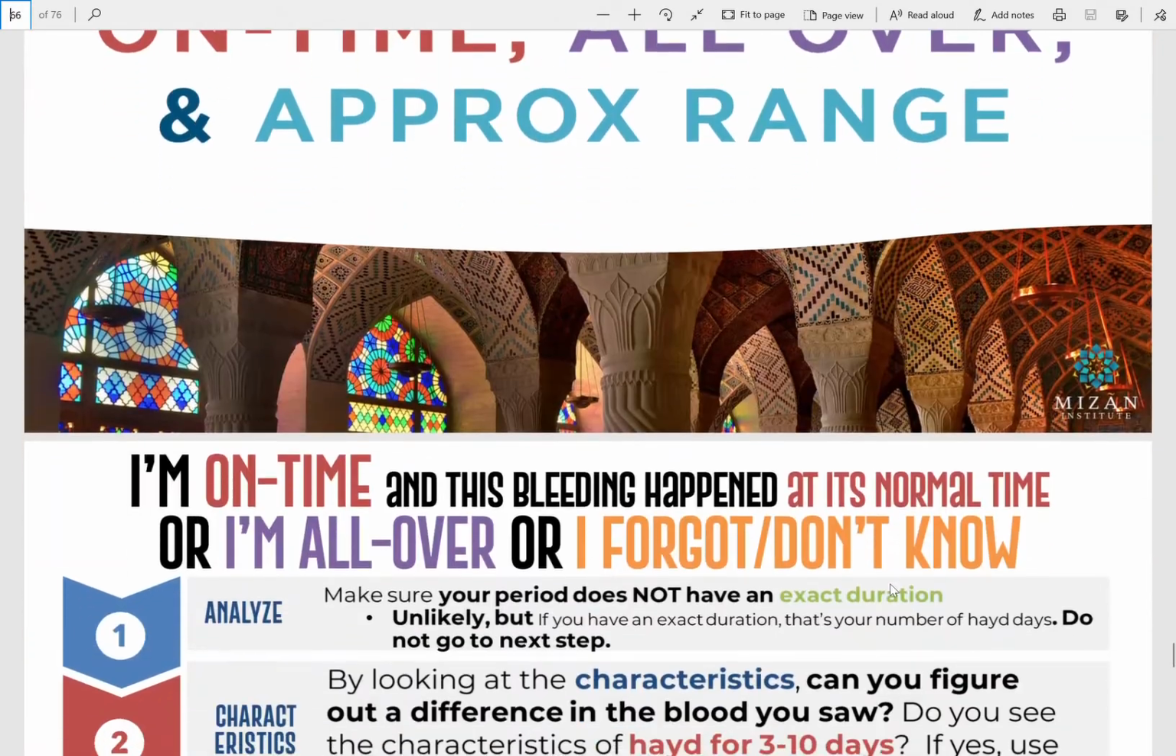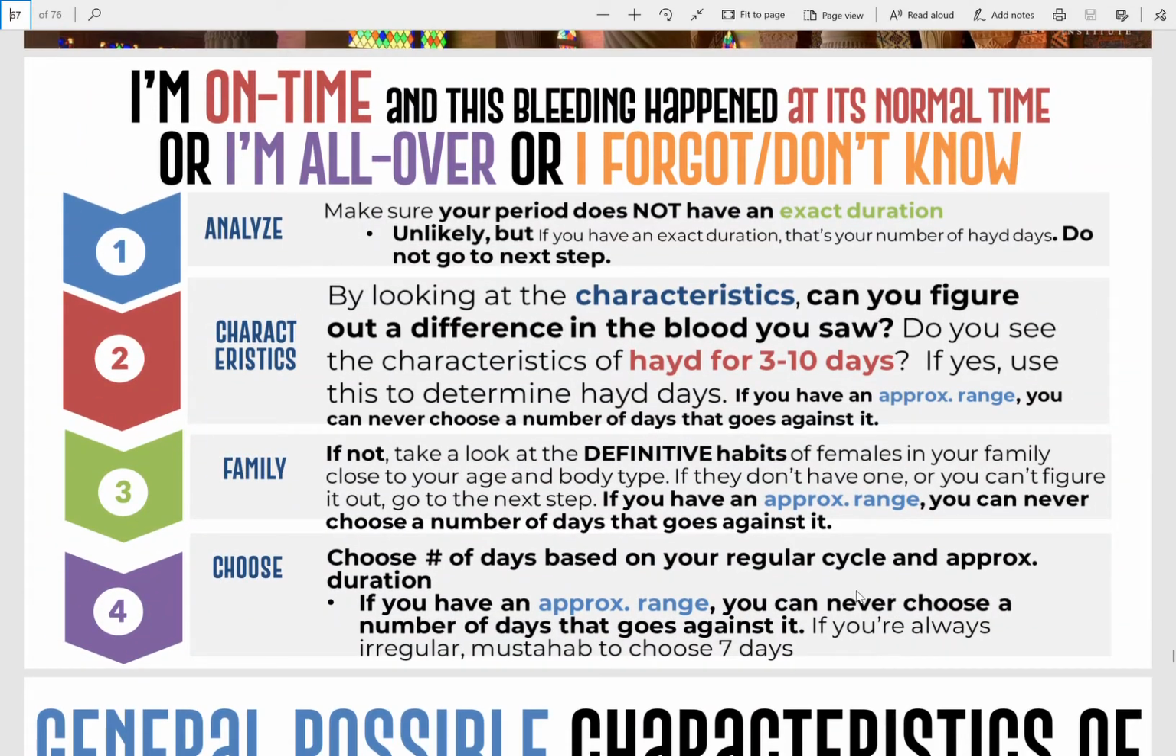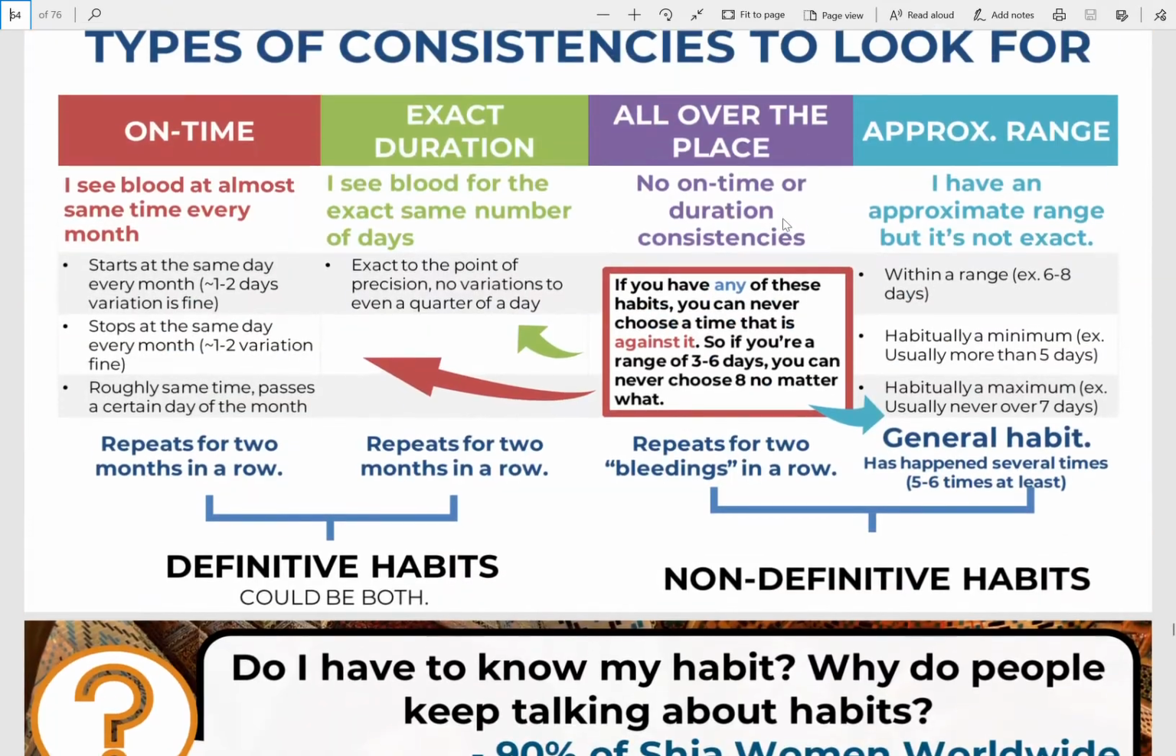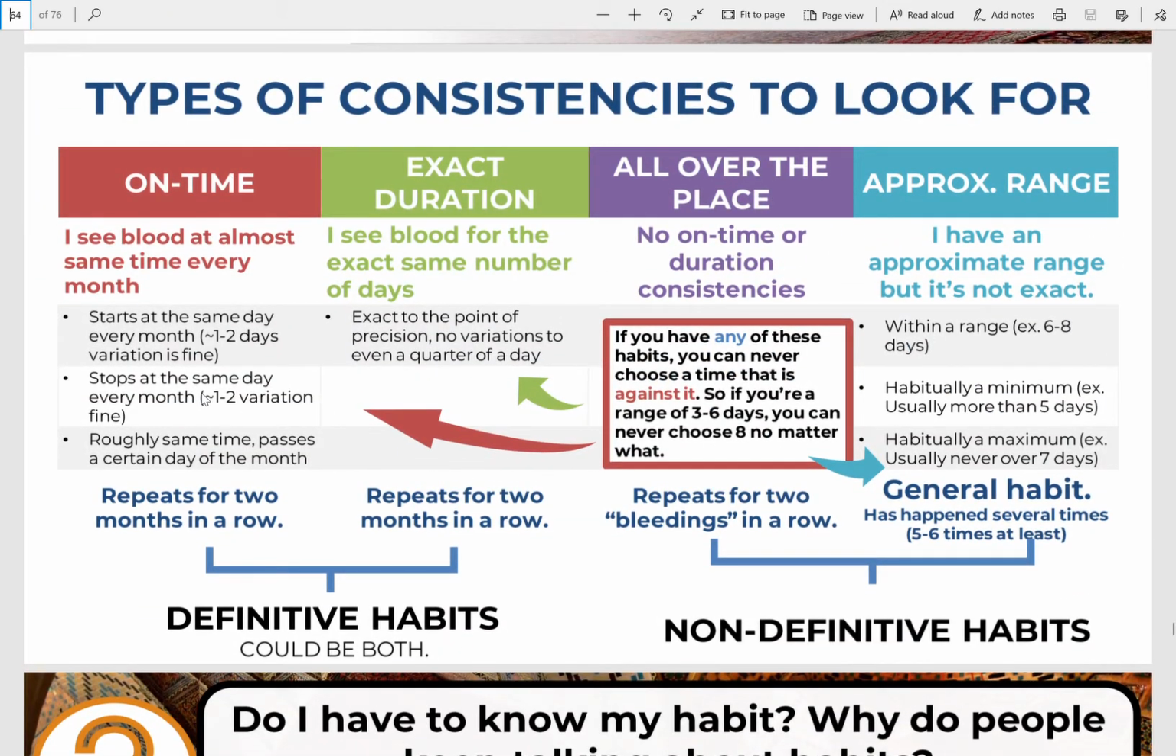then whenever you're deciding based on this methodology that I mentioned, okay, you need to make sure that you don't go against what you are established as. So if, for example, this is just a general concept, if you always see things at a certain time of the month and you see blood for longer than 10 days and it overlaps with that time of the month, then you're not going to choose a time that's not in line with that. If you always see blood for 7 days, you're not going to choose 10 days as your haid and the rest is istihada, okay? Even if that is what the characteristics say.